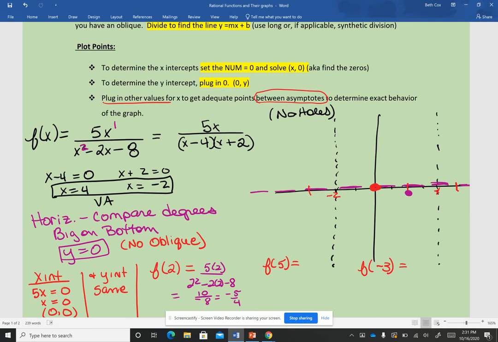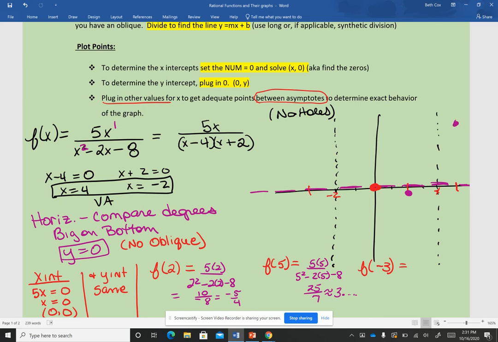All right, next I'm going to plug in 5. So it'd be 5 times 5 over 5 squared minus 2 times 5 minus 8. So that's 25 over 25 minus 10 is 15. 15 minus 8 is 7. And that's approximately 3 point something. Okay, so f of 5 is going to be up here. Maybe even taller than that.